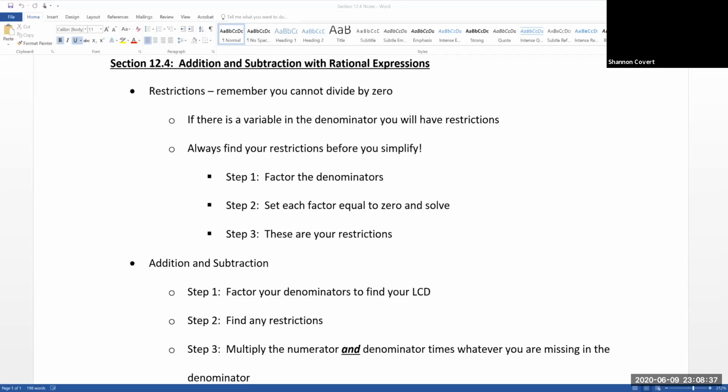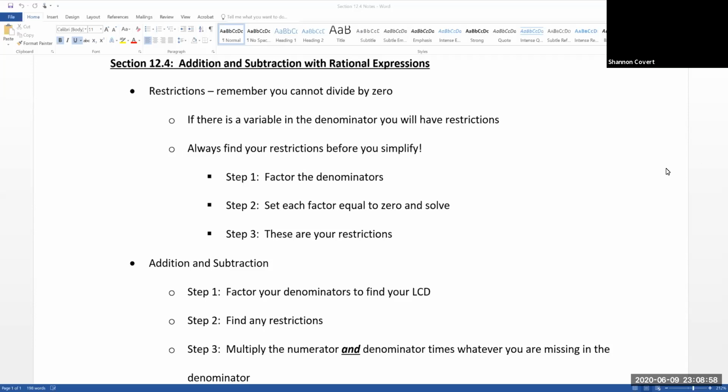Remember that step 1 is to factor your denominators. Step 2, set each factor equal to 0 and solve. Step 3 is listing those restrictions. So the values that you find in step 2 are the restrictions, or the values that your variable cannot be.